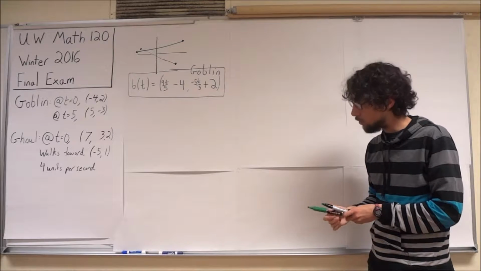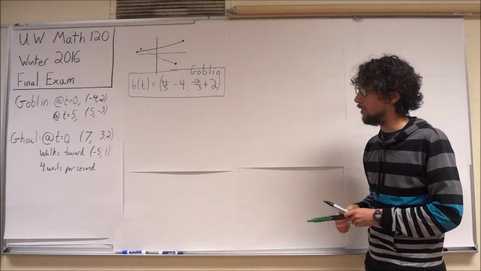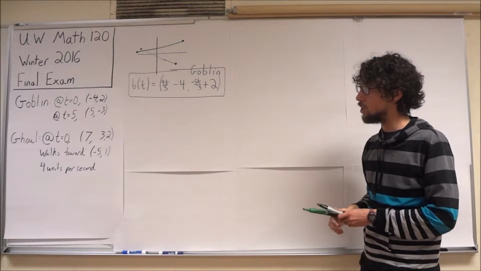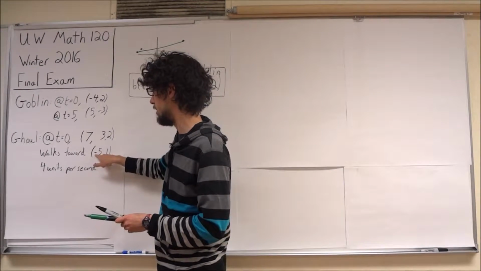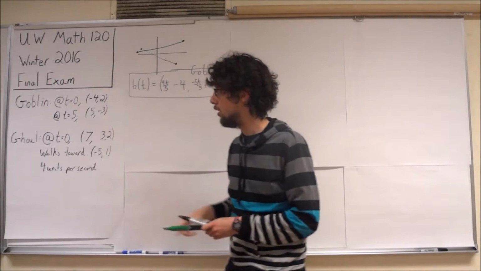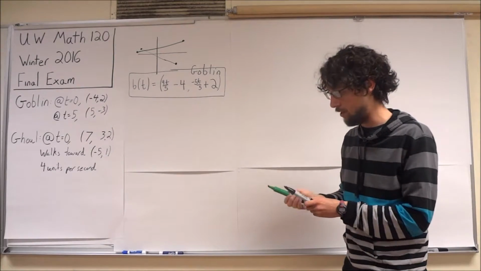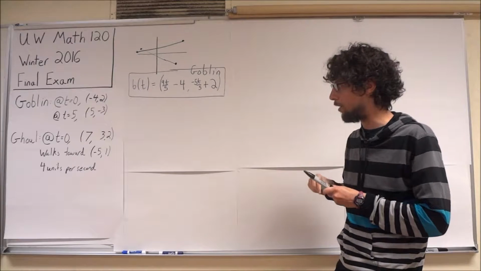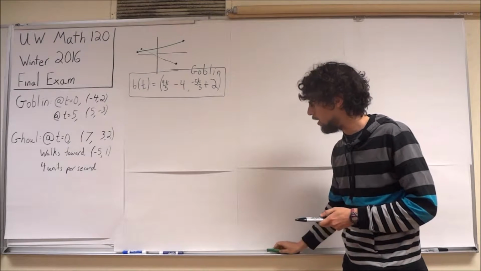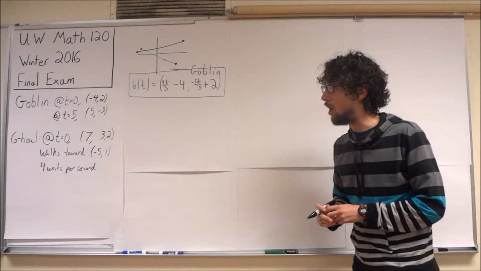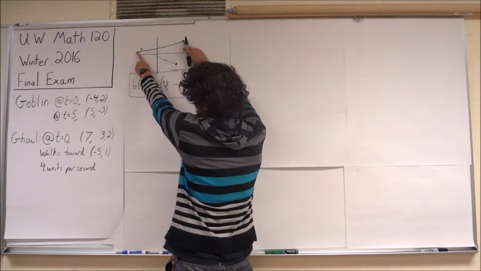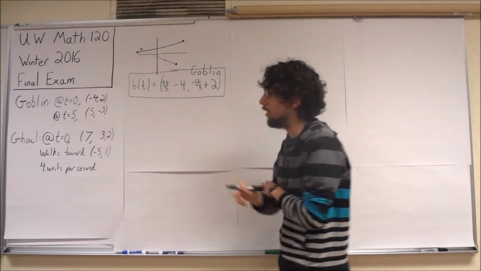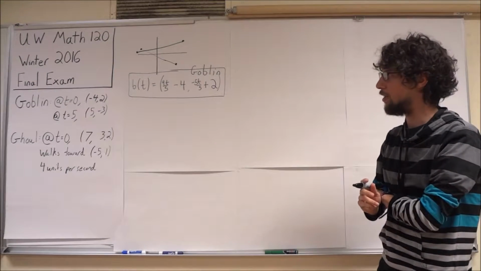Okay, so what I'd like to do is just compute the time that's associated with this -5, 1, and then use the exact same method that I did before with the goblin. So we know that the ghoul walks at 4 units per second. Let's just compute this distance and find how long it takes for the ghoul to travel that distance.